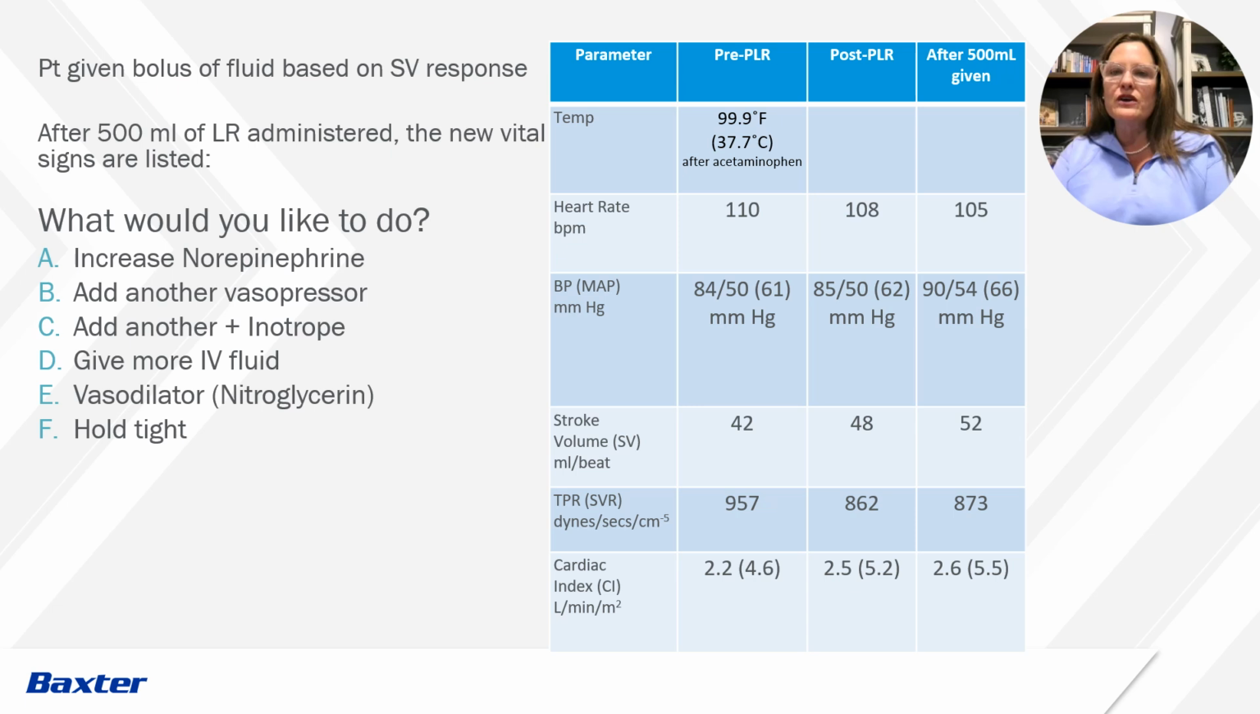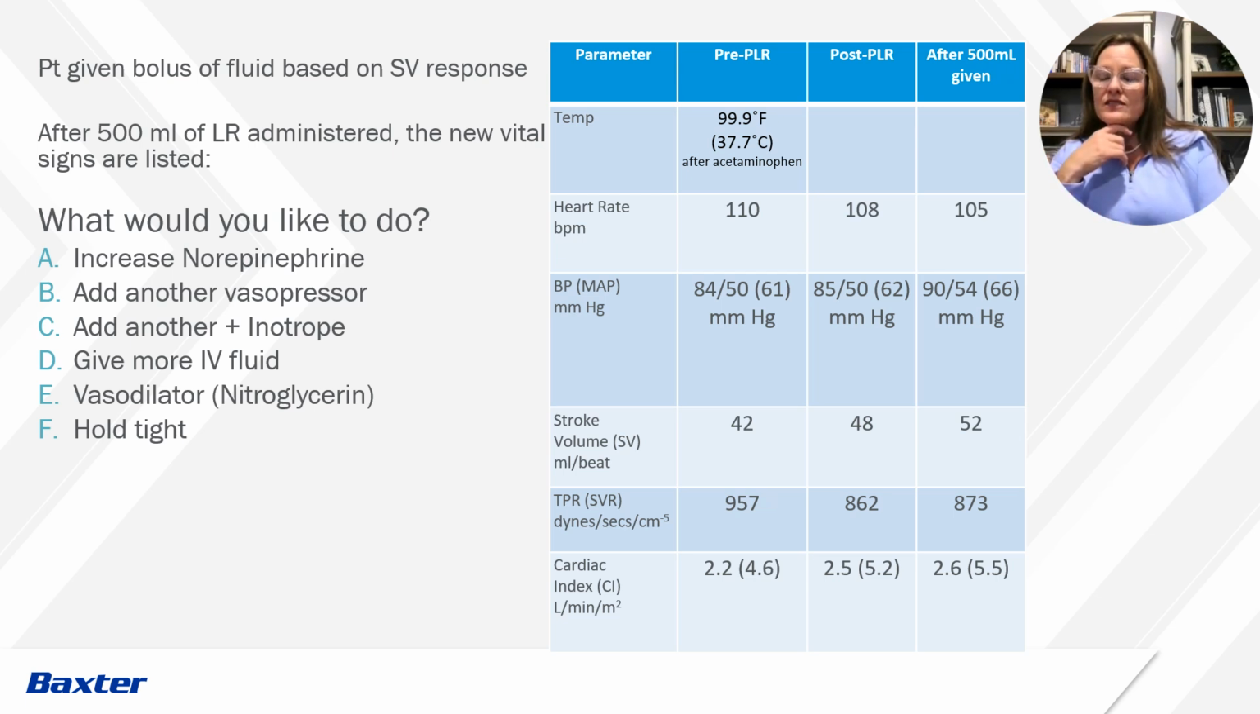And notice after a 500 ml bolus was given, you can see that mean arterial pressure is now normalized at 66, and that stroke volume is up to 52. TPR is normalized at 873, and that cardiac index is even better than it had been, up to 2.6. So what would we like to do at this moment? Now, I want you to pause for a second and think about your patient. They've had multiple improvements at this moment. And do we need to give them more fluid?